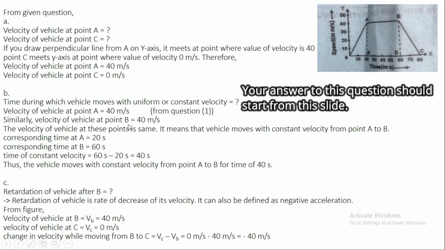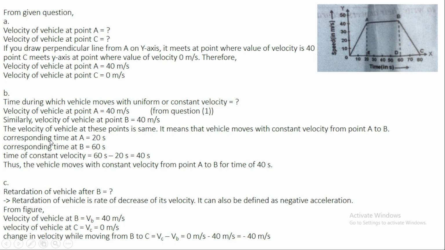Similarly, the velocity of the vehicle at point B is the same as at A. It means the vehicle moves with constant velocity from A to B, and the corresponding time at A is 20 seconds and at B is 60 seconds, as I have already told you. If you find the difference of these two values of time, you get 40 seconds. Thus, the vehicle moves with constant velocity from A to B for a time of 40 seconds. The answer for question B is 40 seconds. Now let's move on to question C.